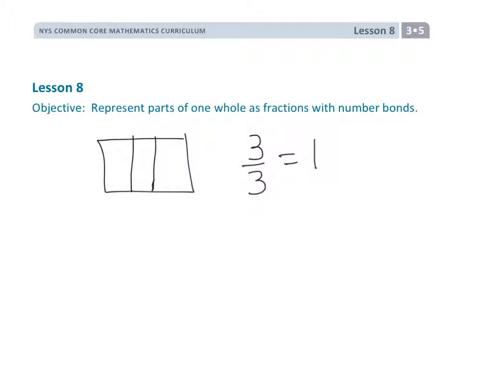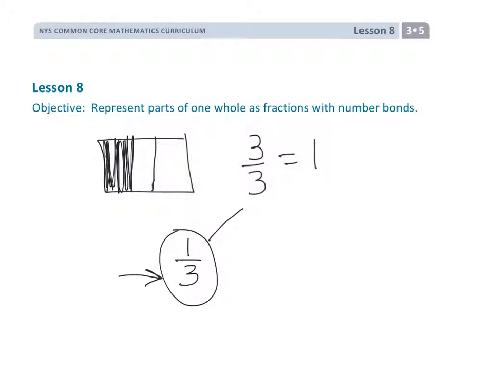Now if I were to then take that and shade one part and ask you how many parts are shaded, this is where we would start to make our number bond. We would say 1 piece, and there's still 3 pieces. Remember, that bottom number is always the total number of pieces. Just because we shaded one does not change the amount of pieces. So this is 1/3.